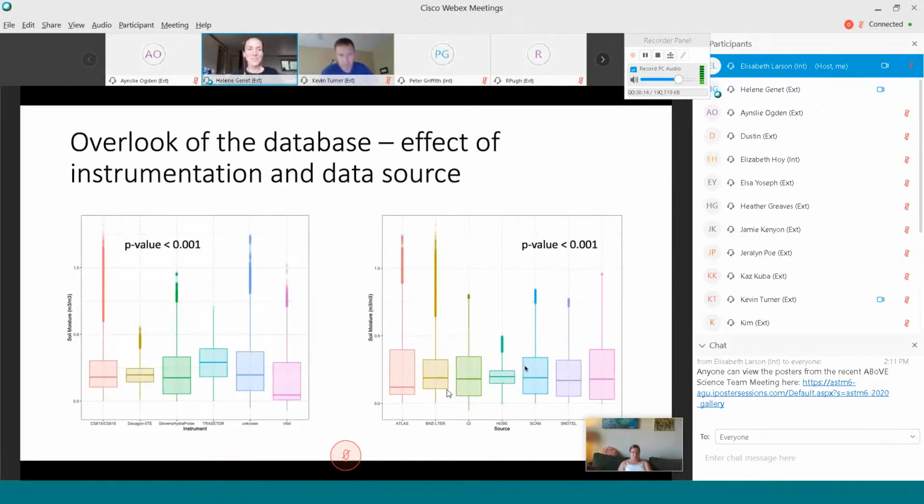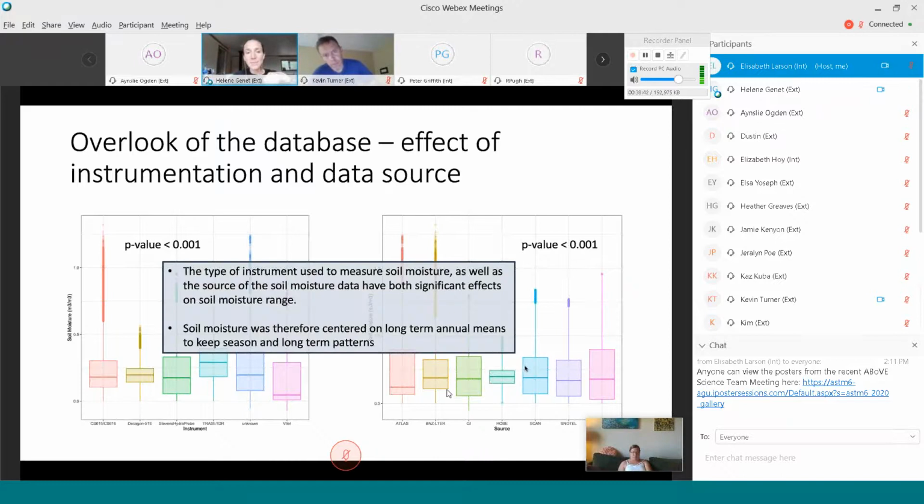So before we talk about the exciting stuff, we had to look at the effect of the method, the instrument that was used to collect soil moisture, and also the source of the data. Both of those had a significant effect on the magnitude of the soil moisture data. So we had to take that into account, and basically we centered the soil moisture data on their annual means so that we keep the seasonal pattern and we keep the long-term trend.